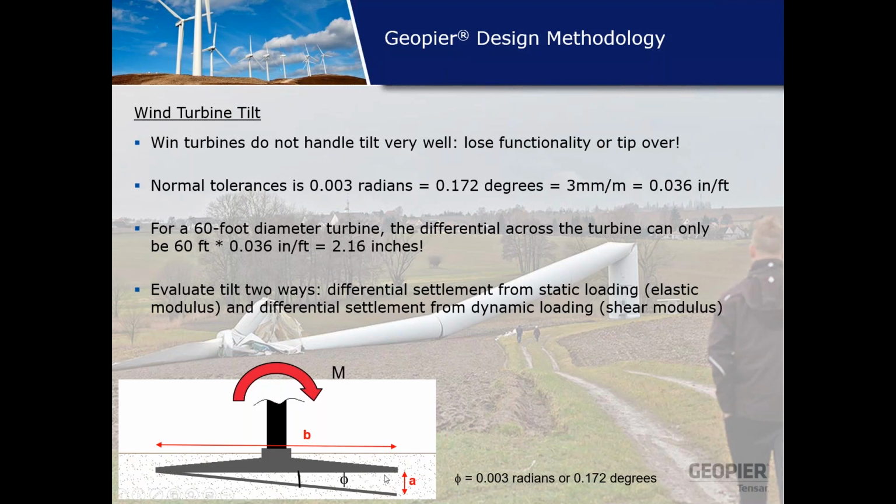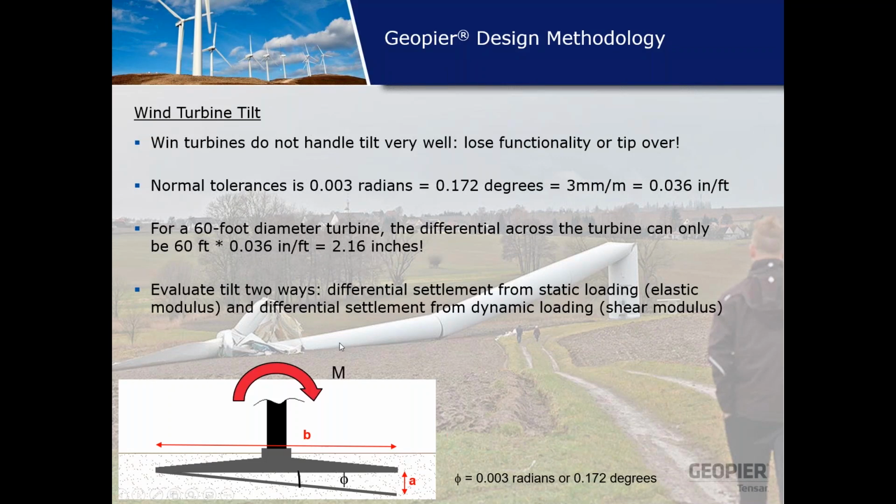So if you look at the figure in the bottom left of the slide, you can see this phi angle represents the rotation of the foundation in radians or degrees. That's the 0.172 degrees that it can occur as far as rotation goes. If you were to look at it in terms of 0.036 inches per foot, that means for every 1 foot of diameter of foundation, the right side of the foundation can settle 0.036 inches.